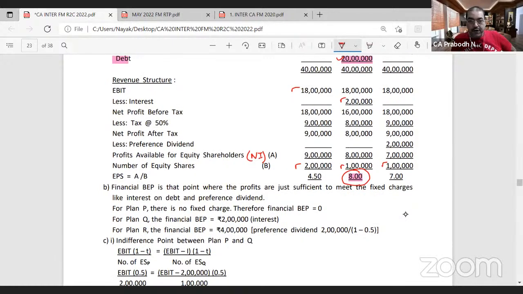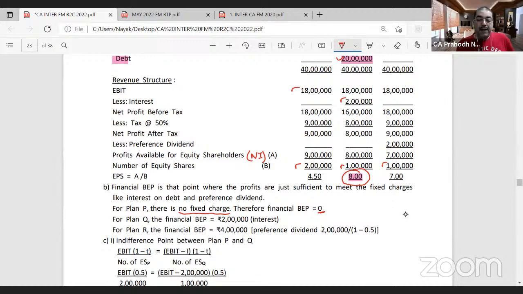Now, what is the financial break-even point? I have to write it because they asked me to calculate it. The financial break-even point is that point where the profits are just sufficient to meet the fixed charges, like interest on debt and preference. In plan P, there is no debt, there is no preference capital, no fixed charge. So the financial break-even point is 0.